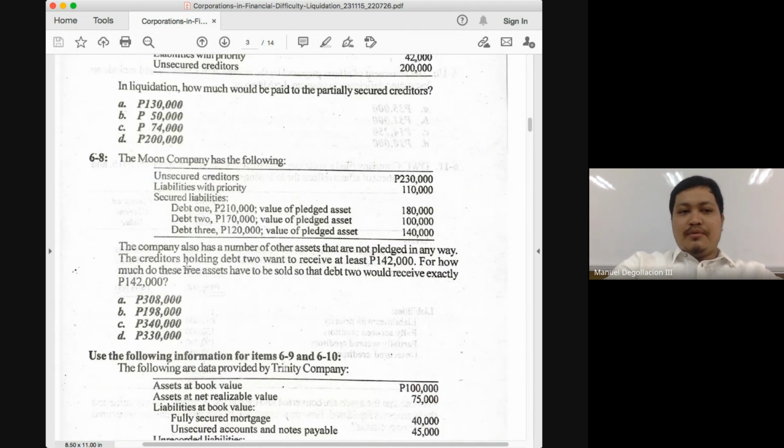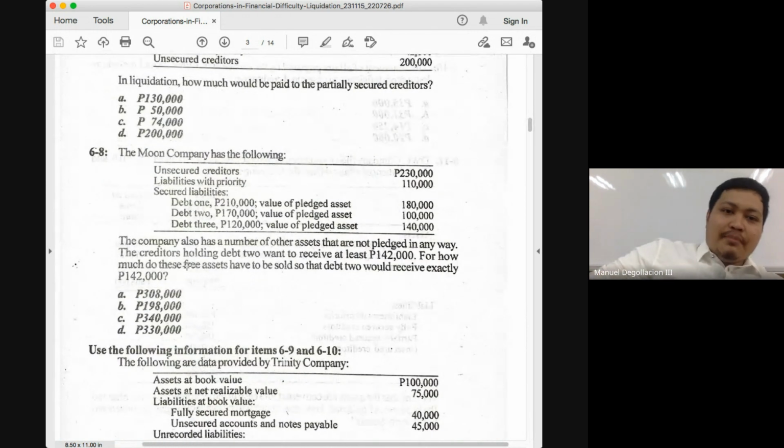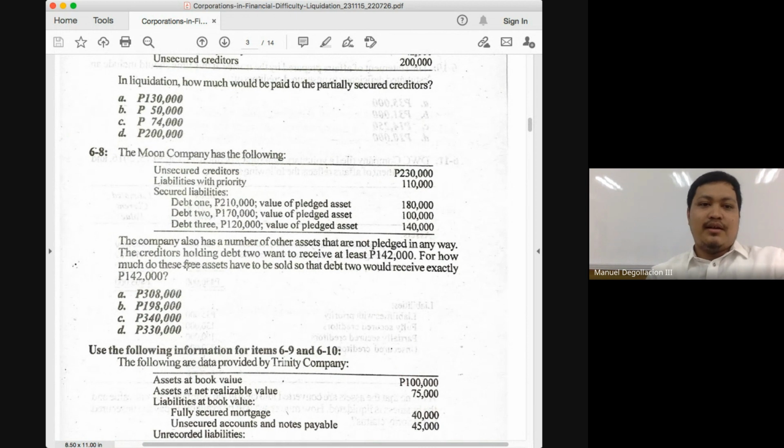Okay, let's proceed to problem 6-8. Moon Company has the following. If you'll notice, the presentation in problem 6-8 is different from problem 6-7. And again, many students would get confused based on the presentation. You have your unsecured creditors, 230,000. You have your liabilities with priority, 110,000.